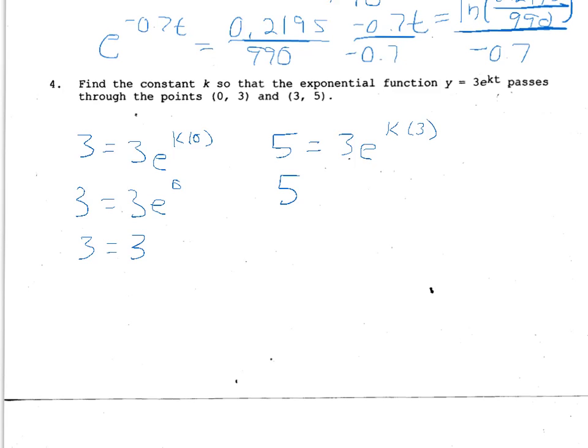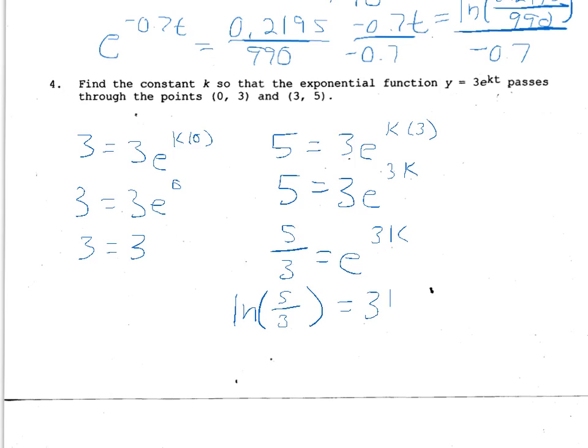So we end up with 5 equals 3e to the 3k. And if we divide by 3, we have 5/3 equals e to the 3k. And if we take the natural log of both sides, we have the natural log of 5/3 equals 3k. And then we can divide by 3 to get k. So k equals 0.17.